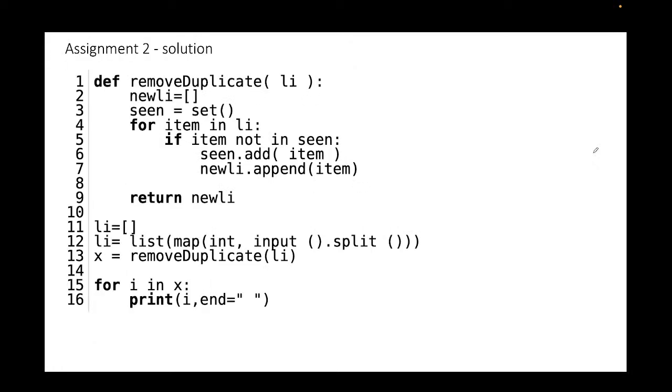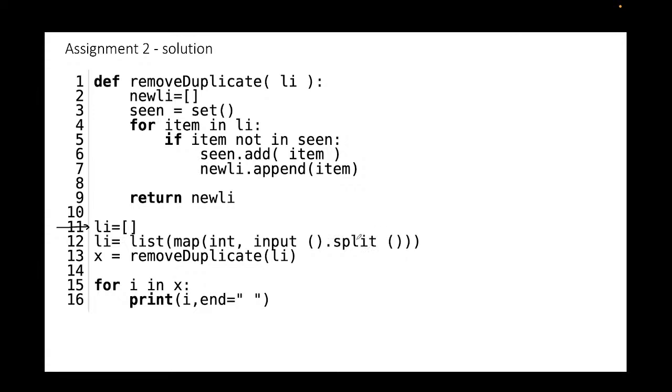Okay, so if you're stuck, these are the solutions. So the control flow will first approach here. This is the order in which you should type your code. First you write this line, you create an empty list li. In the li you are asking the user to input some integers that are separated by a space.